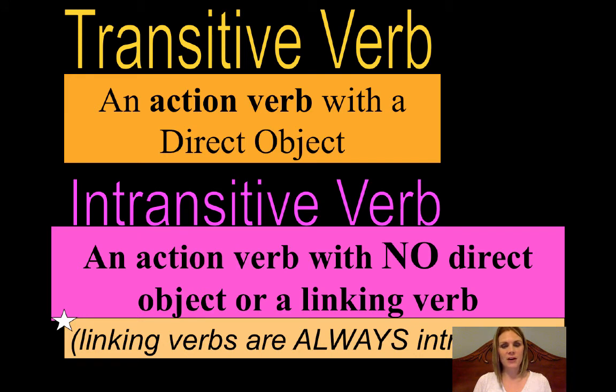Okay, and one last thought here. An action verb with a direct object is called a transitive verb. So if the action verb has a direct object in the sentence, we refer to it as a transitive verb. But if the action verb does not have a direct object, if it's not followed by a direct object, then it is called an intransitive verb. So because linking verbs are not followed by direct objects, they are always intransitive verbs. Sometimes action verbs are intransitive. It all depends on whether or not they're followed by a direct object.